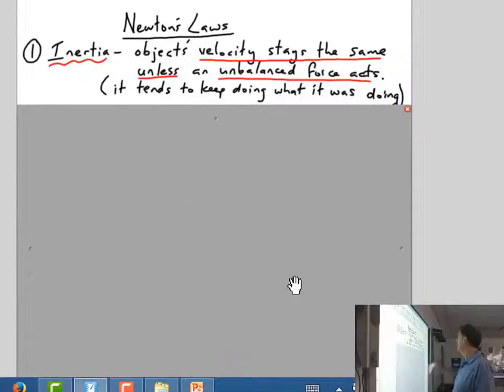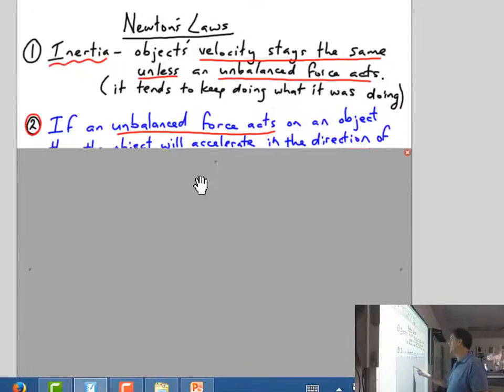Okay, so velocity stays the same unless an unbalanced force acts. It just tends to keep on doing what it's doing; at rest, stays at rest. Don't forget also that if it is an unbalanced force, or a net force, or an overall force, or the total force, you are going to get acceleration, so that's going to change the situation.